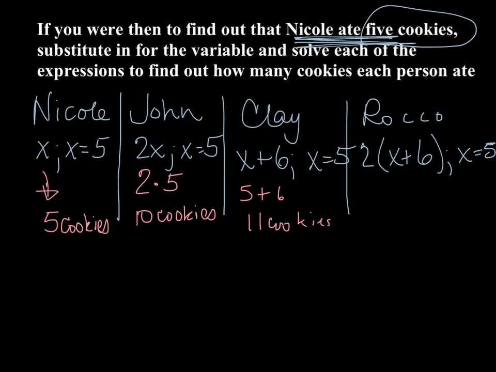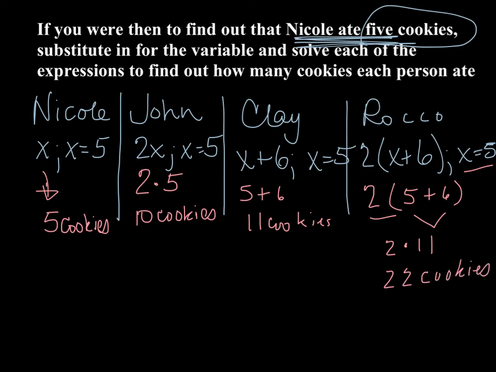And then finally we have Rocco. Rocco has 2 times the quantity of x plus 6. x is 5, so I've got 2 times the quantity of 5 plus 6. My order of operations tells me I do what's inside parentheses first. I'm going to ignore the 2 for now. 5 plus 6 I know is 11. 2 next to parentheses means I multiply it, so I've got 2 times 11, and 2 times 11 is 22 cookies. Wow, Rocco must be really full after eating all those cookies. Maybe they weren't big cookies.